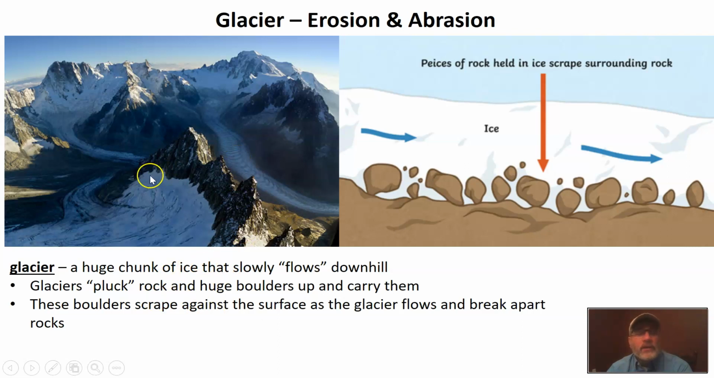Many of you don't know what a glacier is. Some of you know that it's related to ice or cold places. A glacier is just a huge chunk of ice that's going to flow slowly downhill. So if we look at this picture, this is an example of a glacier.